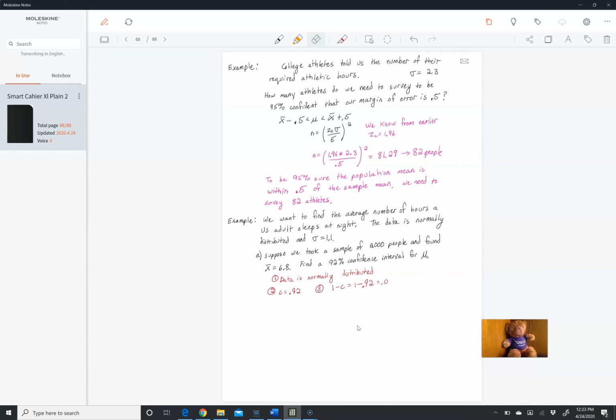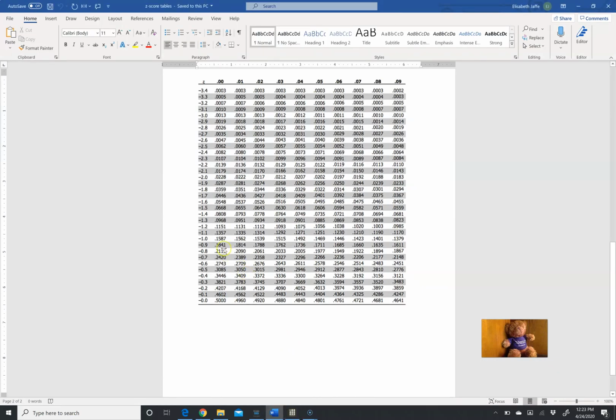Which gives us 0.08. We're going to take 0.08 and divide by 2. This gives us 0.04. So we go to our z-score chart. So we're finding 0.04, okay?